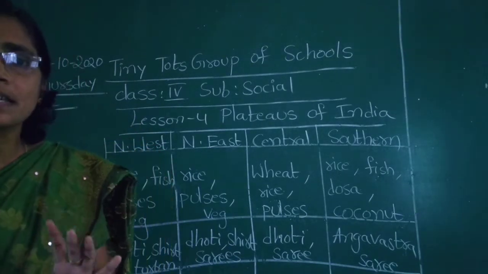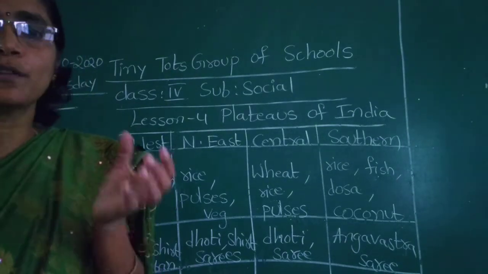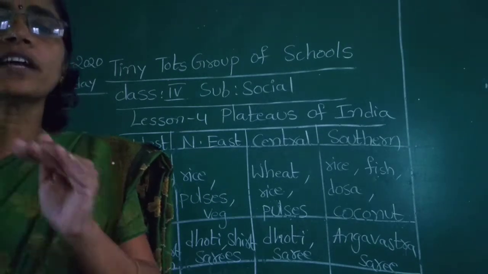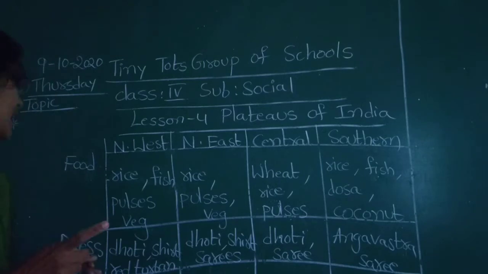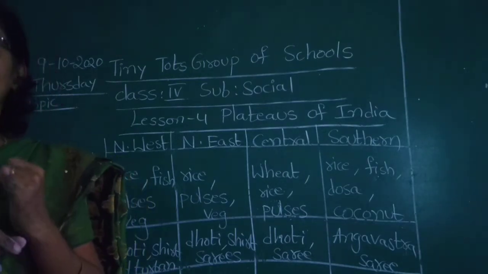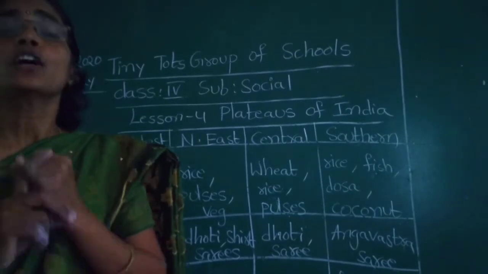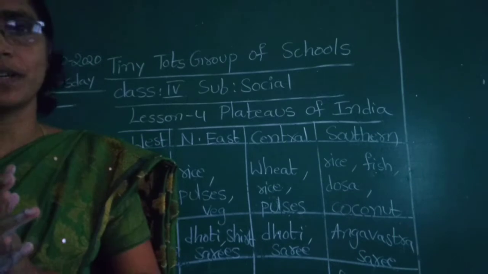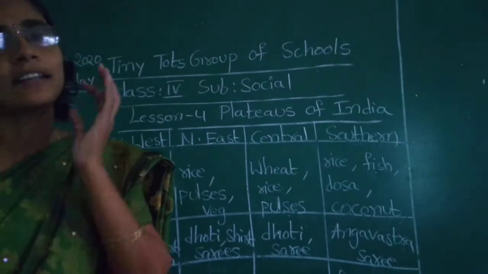The northwest part. How can we say the life of the people in one region or in one place? How can we say how they are leading the life? By looking at their food habits, their dresses, their occupation, and their celebration of festivals. This is about the life of the people in a certain region.